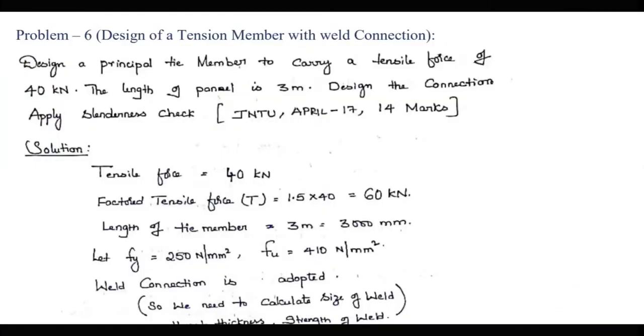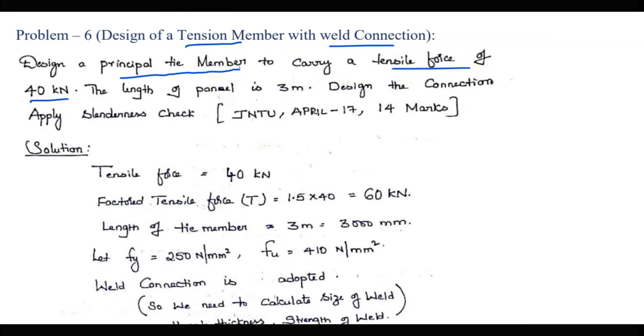In this video, we are going to solve a problem on design of tension member with weld connection. In the previous video, we have seen with the bolt connection. Now let us see with the weld connection. So there is a principal tie member. You know that tie members are tension members, and it has to carry a tensile force of 40 kilonewton.